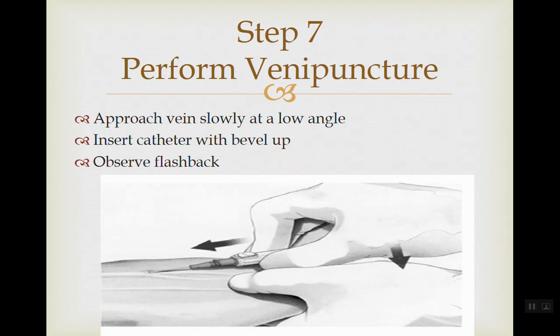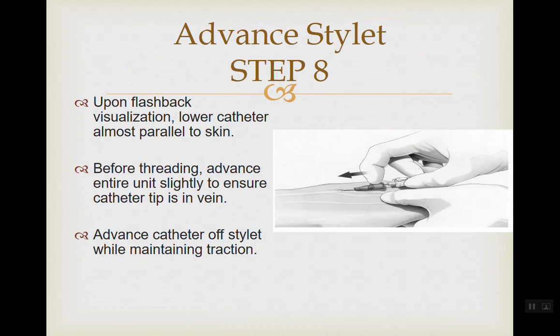This is a little bit different than when you stick patients to get blood. You're going to have a very low angle for venipuncture when putting an angiocath in. A really low angle, with the bevel up. You're going to go in and observe flashback. Once you have flashback, you're going to advance the catheter just another hair, and then you're going to have the whole needle and everything almost parallel with the arm.